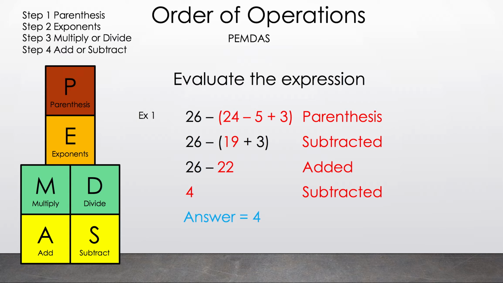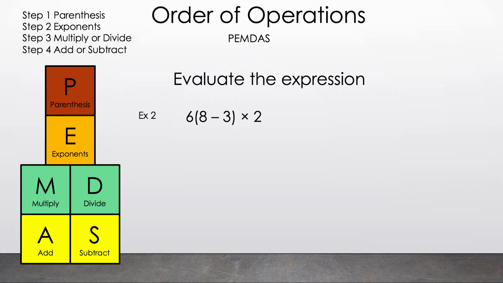So let's take a look at example 2, where we have 6 times the parentheses of 8 minus 3 in parentheses times 2. So let's take a look at that first step. We're going to need to take care of that parentheses. So we need to do 8 minus 3 first, which is 5.